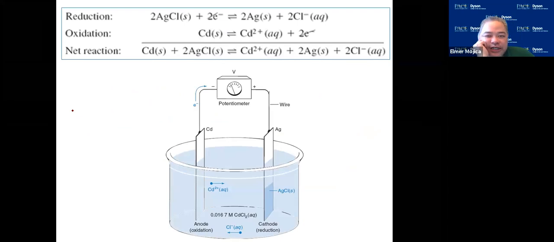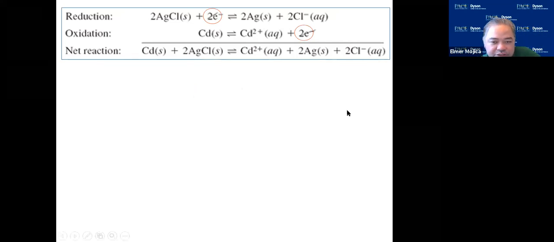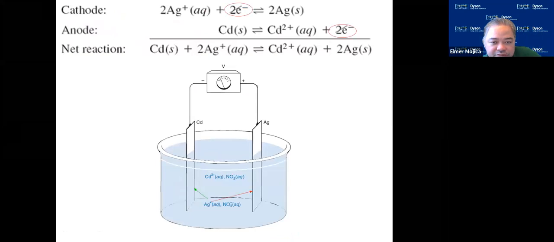So if we look at this redox reaction, as I have told you earlier, they should be in separate places. So what happened here? When you have cadmium reacting with silver, this is the reaction that you have. Silver chloride producing silver and chloride ion, and then cadmium producing cadmium 2 plus. So if you look at the overall reaction, this is what you have. Now the question you can be asked here is, is this possible?